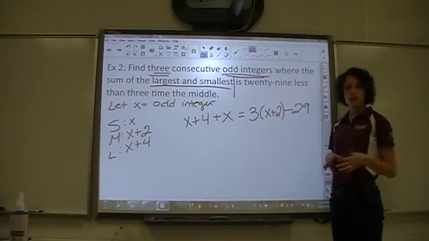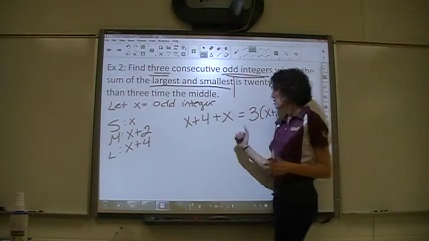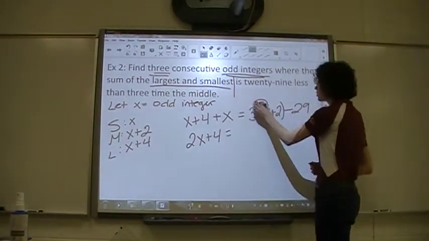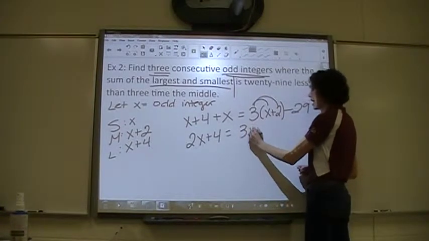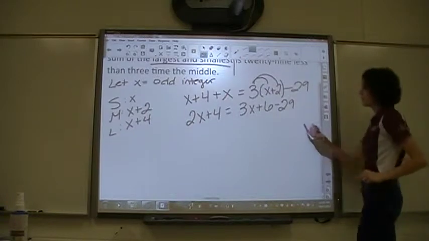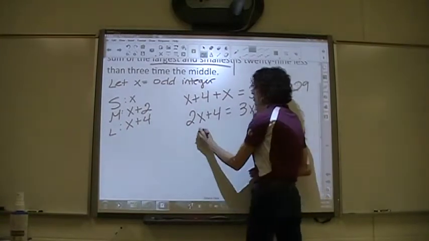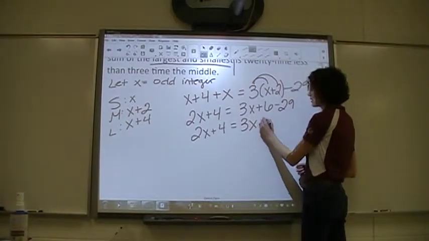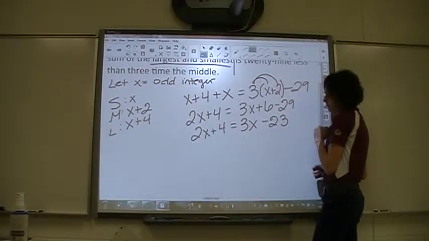So let's go ahead and start combining our like terms. x and x is going to give me 2x plus 4. Then distribute your 3 and we have 3x plus 6 minus 29. Then on that right-hand side combine your like terms. So you have 2x plus 4 equals 3x minus 23.